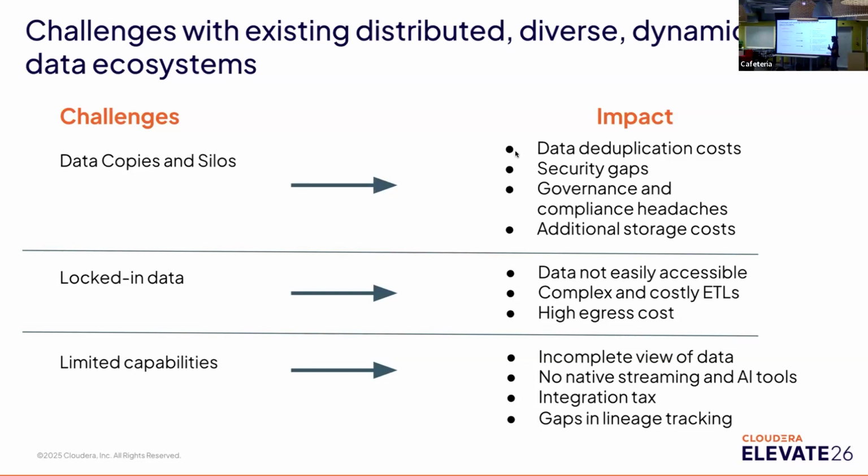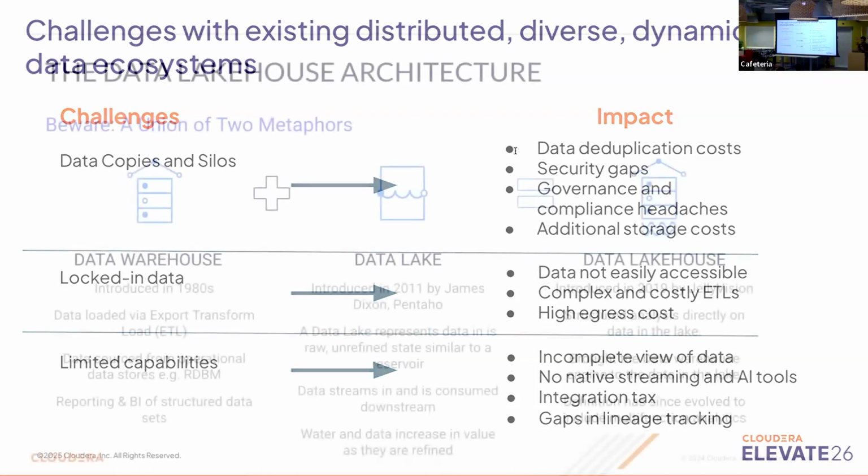It in turn has high ingress cost. And again, limited capabilities, right? What you can really do is you don't have a complete view of the data, as I mentioned, because data is spread across different vendors, maybe sometimes. So it has an incomplete view of data. No native streaming and AI tool compatibility. Obviously, integration taxes and gap in lineage tracking, like how your data is progressing in its journey, right? So all these problems is what basically Lakehouse architecture is solving, right?